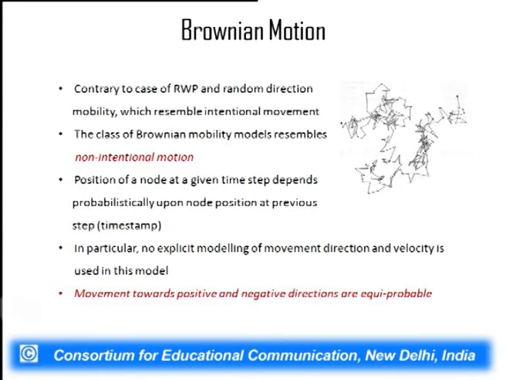However, both these models, be it the random waypoint model or the random direction model, are intentional models, because the destination point, be it the xy coordinate or the destination sector, is known in advance. But in some applications there can be situations where the destination is not known. The movement will then be unintentional movement. This type of movement pattern can be well simulated by the Brownian motion model.